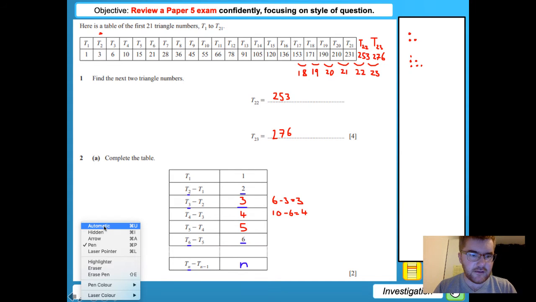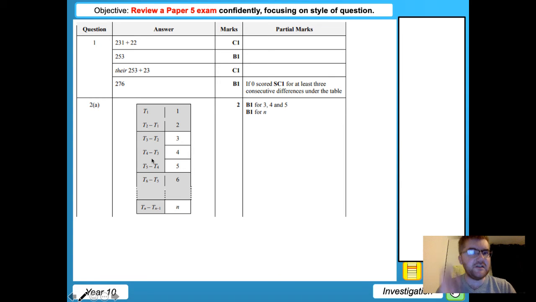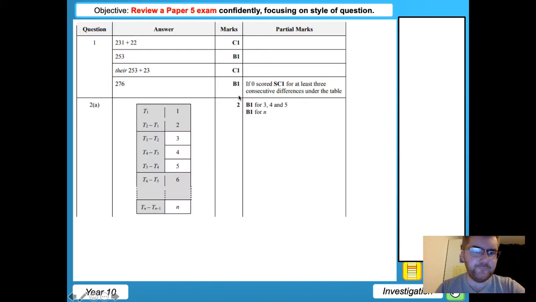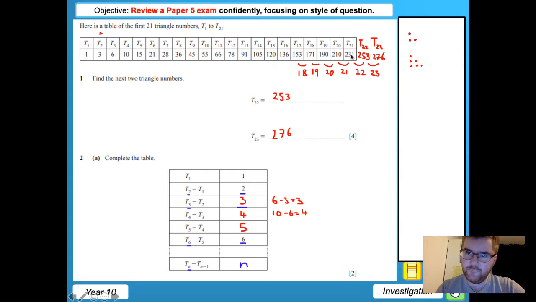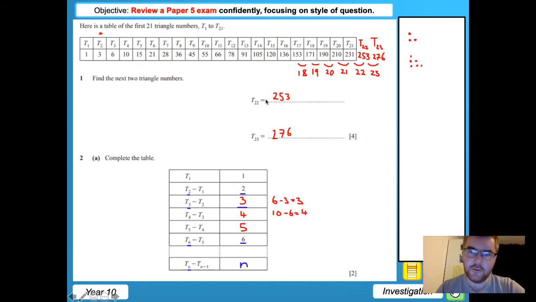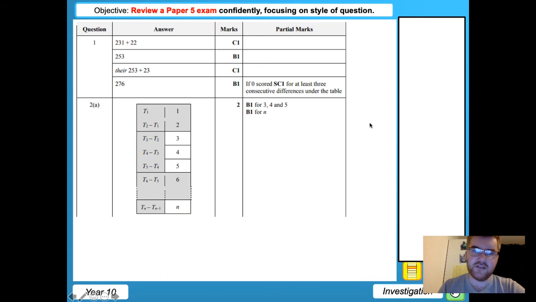So let's have a look at the mark scheme. So notice you get 2 marks per question in here. You get 2 marks for this and 2 marks for this. Now you're probably thinking, where do those marks come from? So if you show somewhere on your page 231 plus 22, which we did, we showed that here. Okay, so it can be communicated in many different ways. You don't have to write it here. Then you get the communication mark, whereas 253 is the actual answer, the base mark, and you put that there like so. Likewise, the 276, we've shown that 253 plus 23 gives us 276.